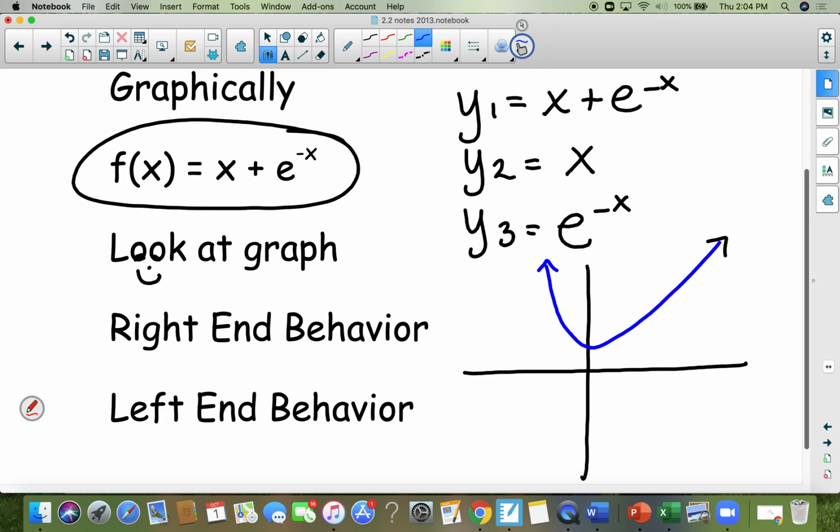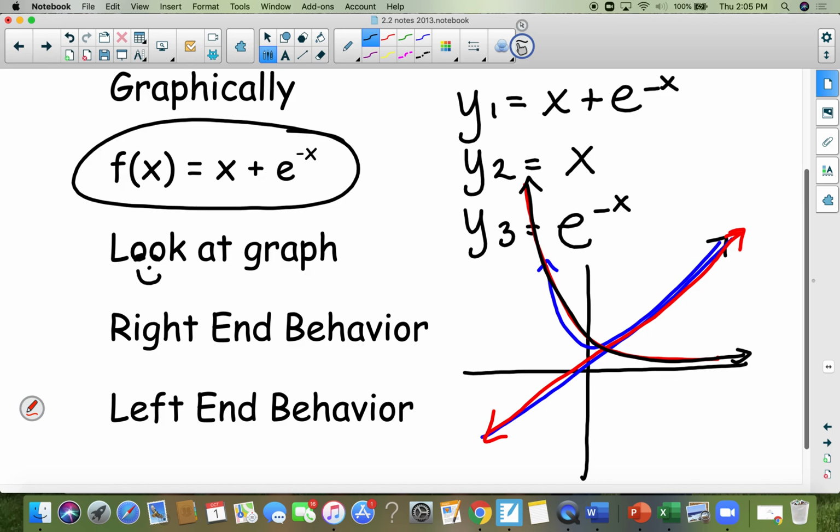Y equals x. I think a lot of you know what y equals x looks like. It's a diagonal line that goes through 0, 0. And then the last color is black. A lot of you know what an exponential function looks like. That's what the third one's coming in. And again, color doesn't really make a difference.